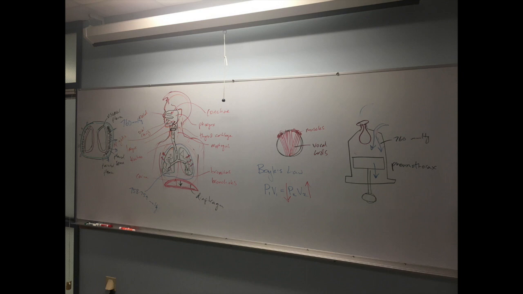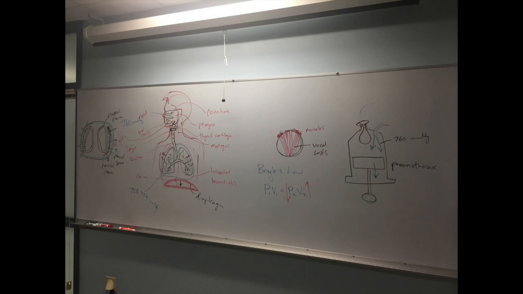D-I-A-P-H-R-A-G-M. Okay? Now when this guy's relaxed, he's kind of in this curved concave shape with the concave side pointing down. When we inhale, we contract that diaphragm, and that diaphragm goes from being in this shape to basically flat, flatter. So it goes from being like that to being like that. As it flattens, it's connected to the thoracic cavity, so it pulls the bottom of the thoracic cavity down.